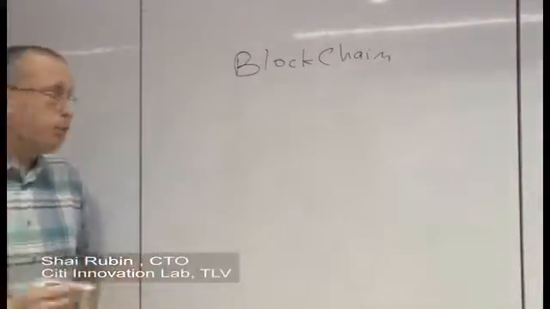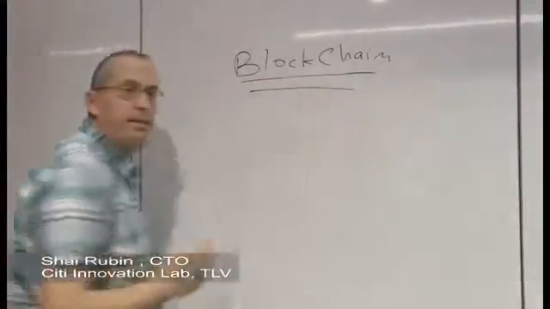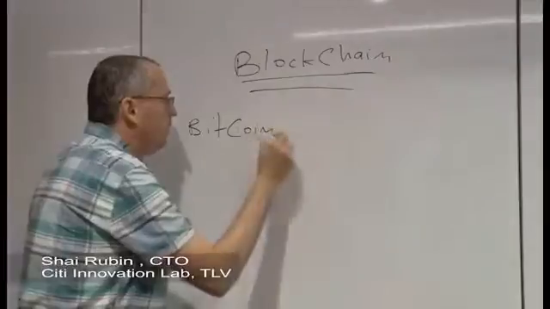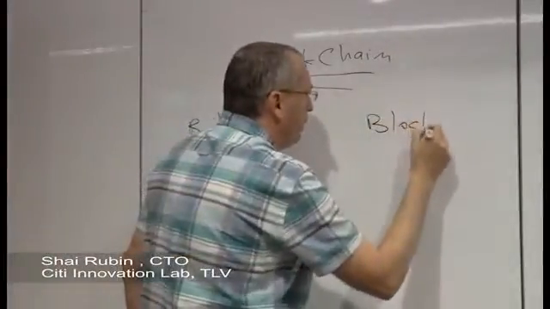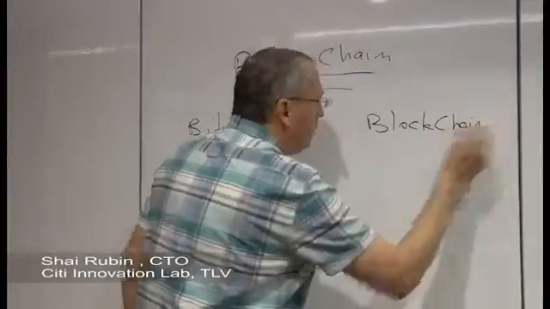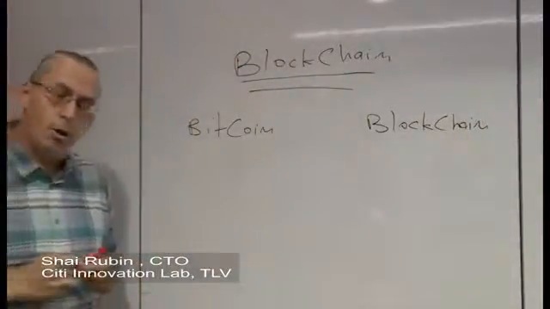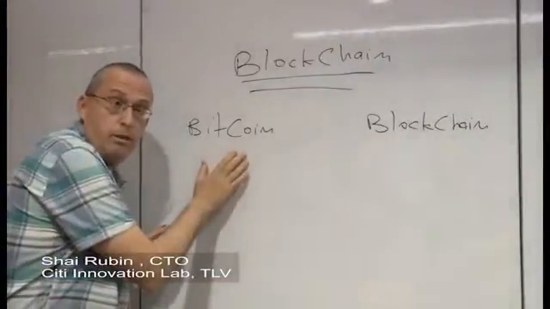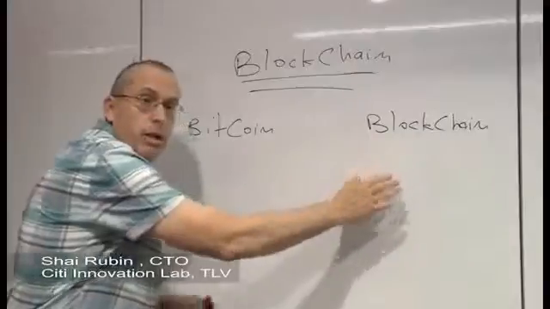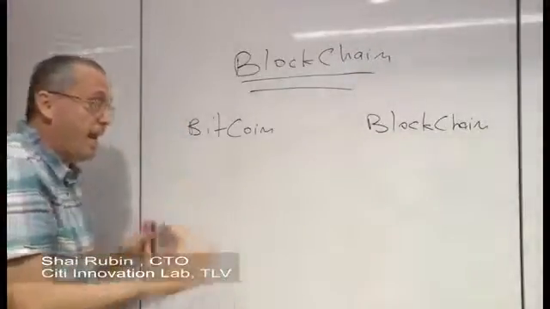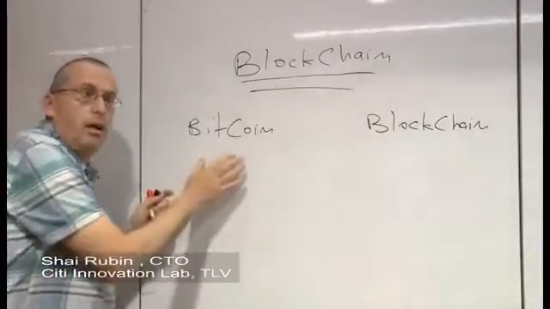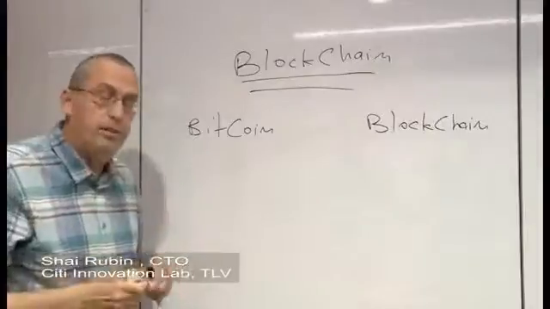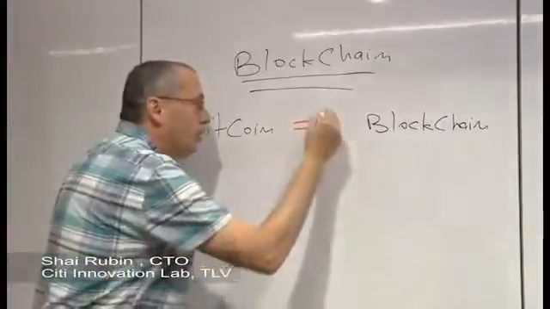Okay, so the first thing that we need to understand are two basic terms: Bitcoin and blockchain. Bitcoin is a digital coin. It's money which is digital. We are not going to talk about this Bitcoin at this talk. We are going to talk about blockchain. Blockchain is technology that enables moving digital coins or assets from one individual to another individual. It's very important to understand that Bitcoin is not blockchain.